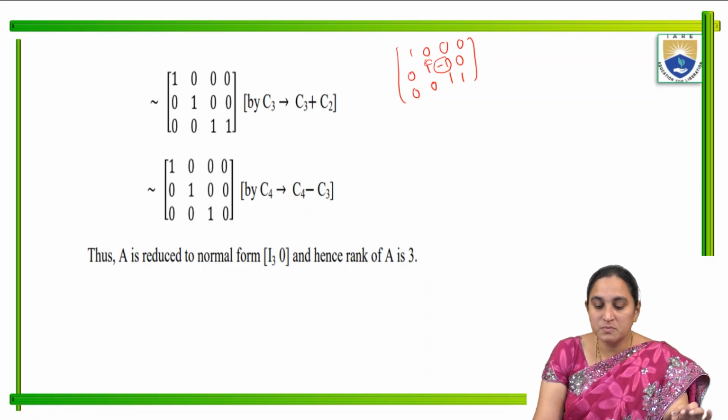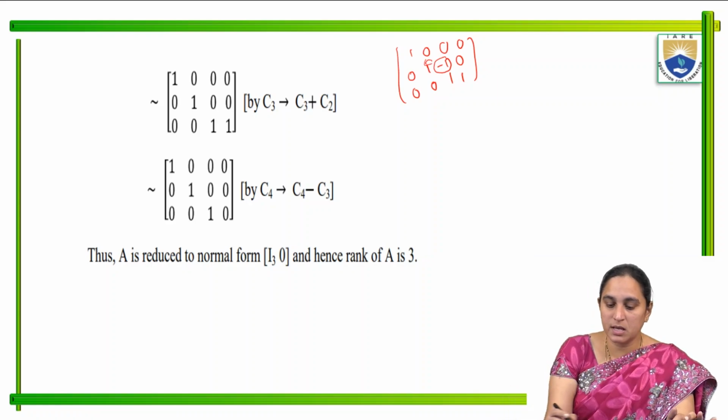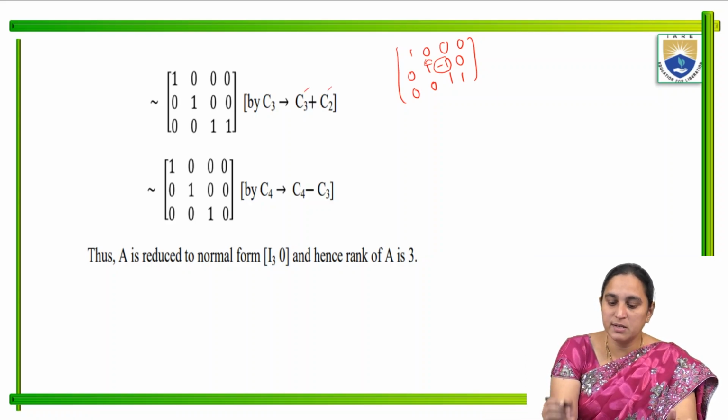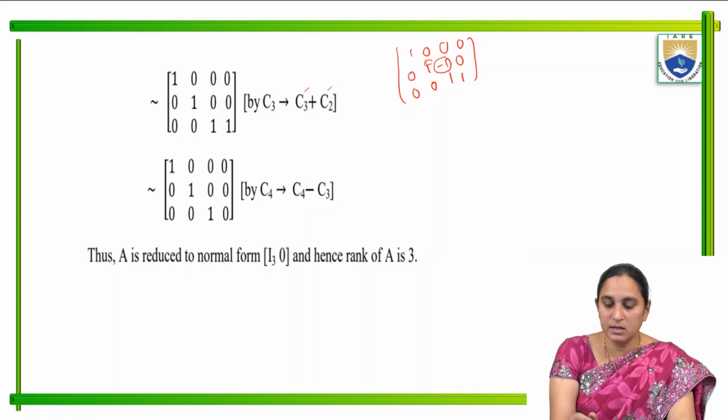What is that column? C2 column. That means here I'm adding C3 plus C2. That means 1 minus 1 is what? 0. For that, 1, 0, 0, 0, 1, 0 and there 0. C3 plus C2: 0 plus 0, 0, and 1 minus 1, 0, and the next column, 0 plus 1, 1.